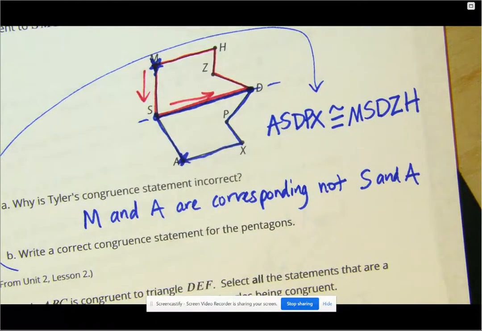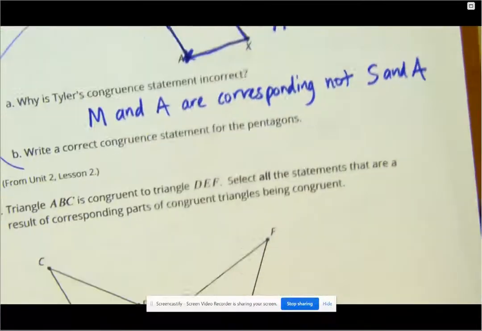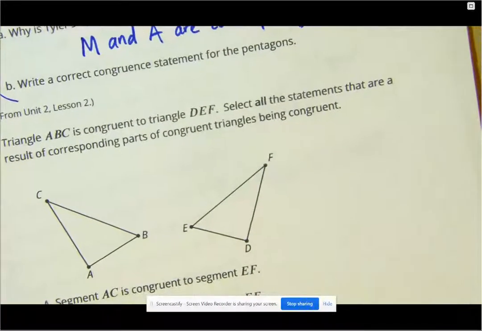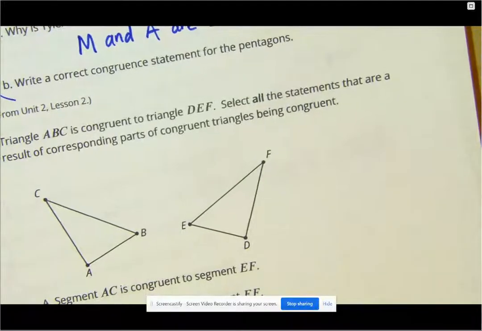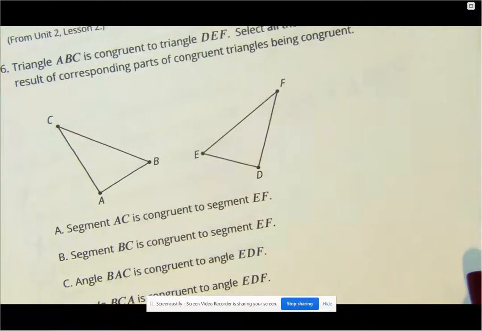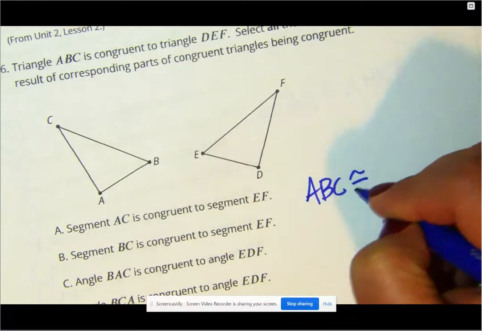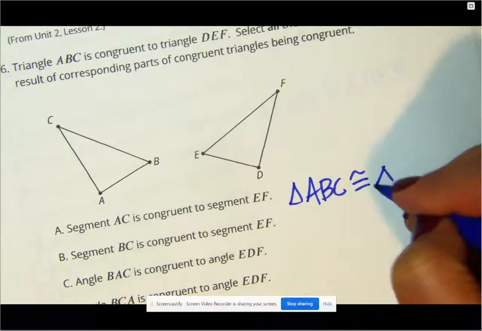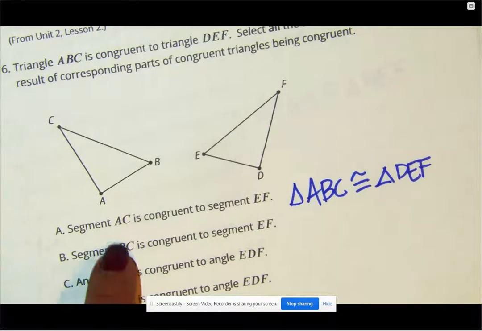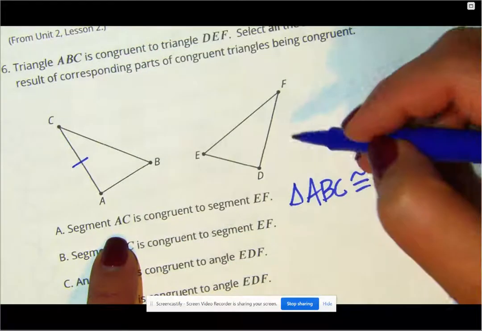All right, number 6. Triangle ABC is congruent to triangle DEF. Select all true statements that are a result of corresponding parts of congruent triangles being congruent. So once we know two shapes are congruent, all their corresponding parts are the same. I'm going to write that statement. Triangle ABC is congruent to triangle DEF. You can look at the shape, you can look at the statement. AC, that's this one, is that the same as EF?